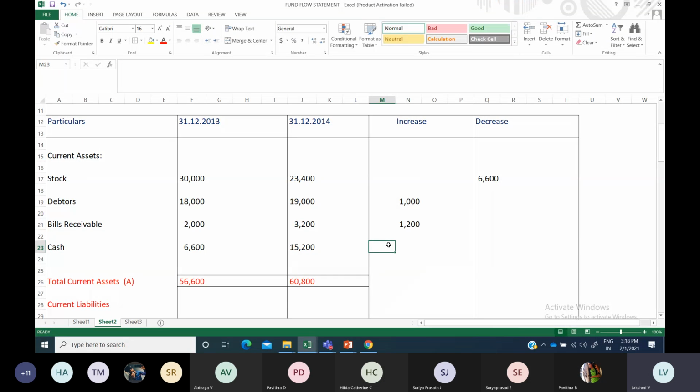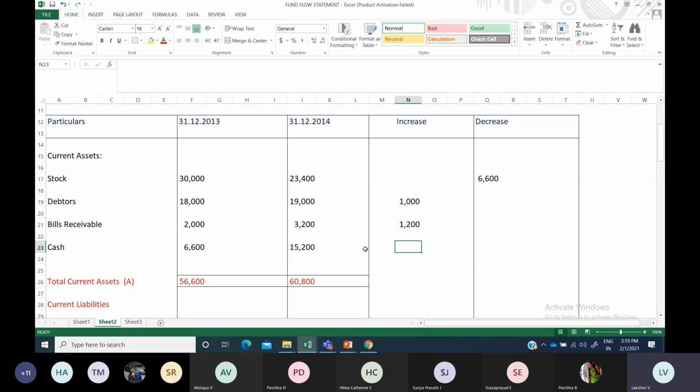And next is cash, 6,600 and 15,200. So what is this actually? Increase. Okay. So increase in current asset increases working capital. So how much is the difference? You just find out. 8,600, ma'am.